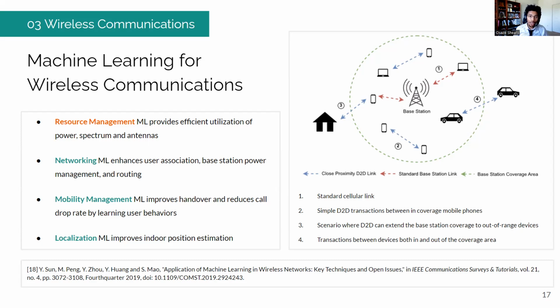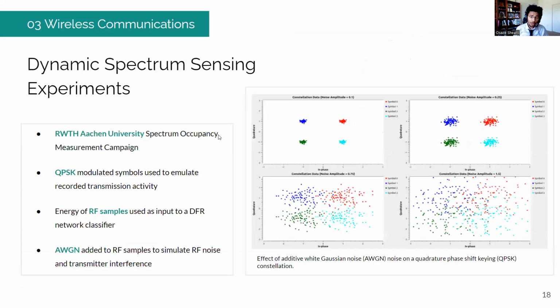So that's the idea of managing the connection of a cell phone that's moving between different cell areas or base stations, and then also localization, which is using information about the RF spectrum to determine where exactly a cell phone or a device is with regard to just the environment in general. So resource management is our main focus for this particular study.